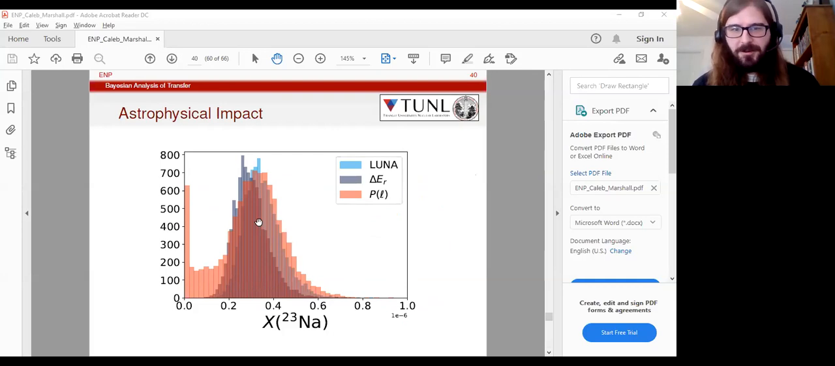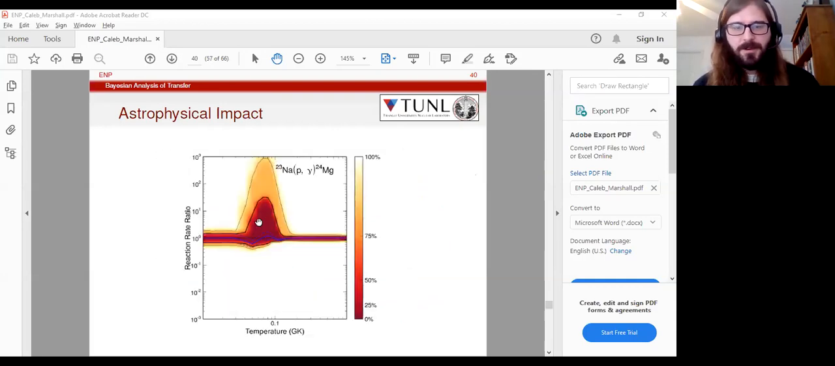Not really. So let me go back to the rate contribution. As you can see, this is really asymmetric, where there's this factor of 1,000 on the top here. And this is basically coming from the fact that we assumed that the most probable L transfers were 0 through 3. So the other higher lying L transfers would lead to a lower reaction rate. And so we've kind of cut those out.